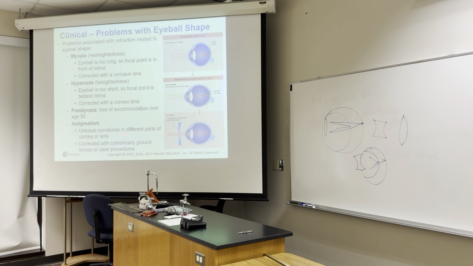When we lose that accommodation, that is when you have presbyopia. It usually happens as we age. And have you ever heard of astigmatism? What happens? It's the unequal curvature in different parts of the cornea or the lens. So correct it with cylindrically ground lenses or laser procedures.